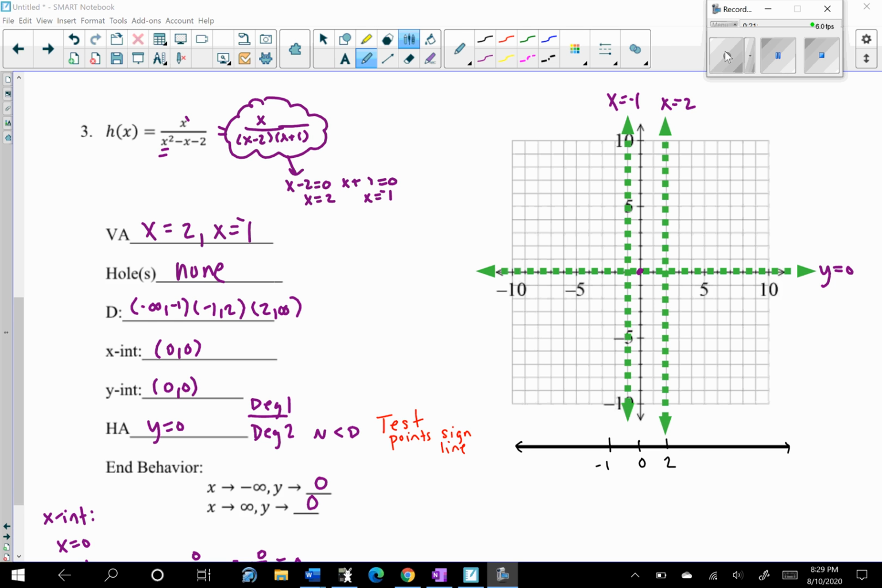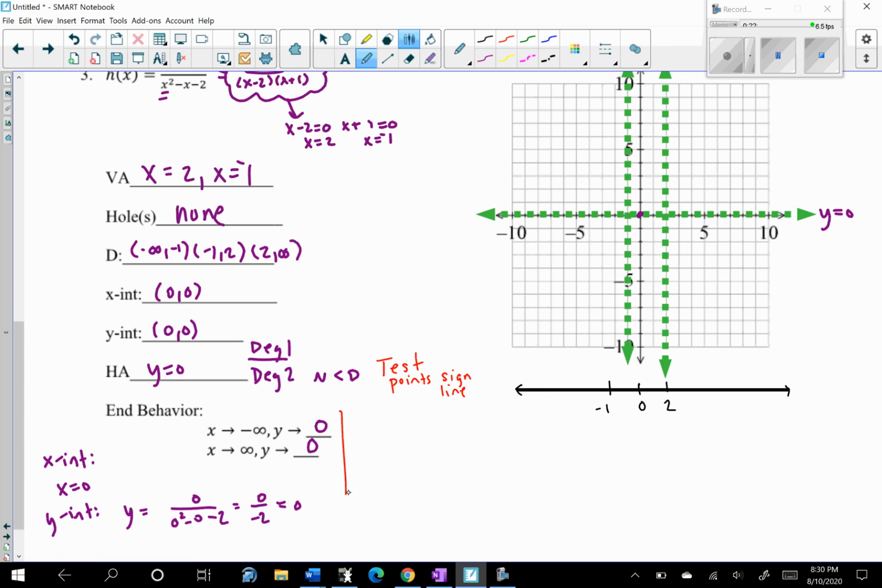So we're going to use a test point sign line to help us. So we're concerned with what happens to the left and right of the vertical asymptote, -1, where it crosses over a horizontal asymptote, 0, and the x value of 2. So we're going to test to the left and right of -1, 0, and 2. So you're just going to actually pick points and plug them in, which I'll do over here. So we're going to plug them into our equation.